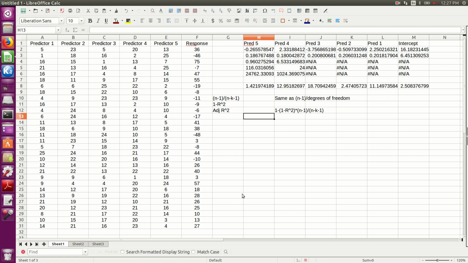Alright, now we want to look at adjusted R squared. So I have the same 5 predictor variable data that I had in the previous video. I did change the responses a bit, so these are slightly different numbers. And I went ahead and reran the multiple linear regression. Again, notice the order of the predictors is reversed in the output.